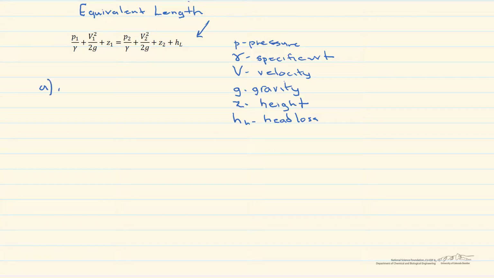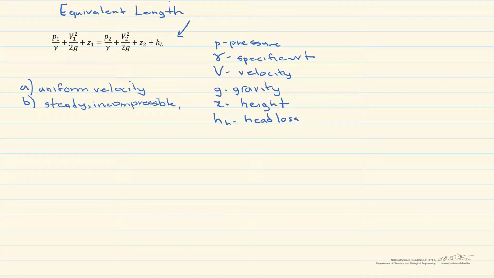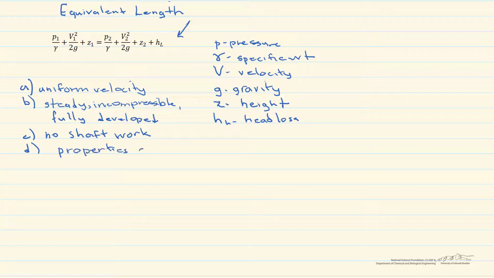You have to have uniform velocity, the flow is steady, incompressible, and fully developed. In addition, there is no shaft work, and what we mean by shaft work is something like a pump or a turbine. And finally, the fluid properties stay constant.